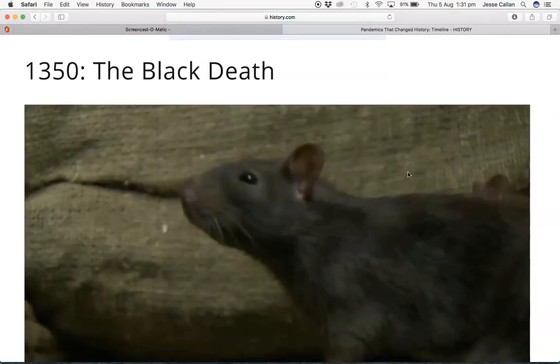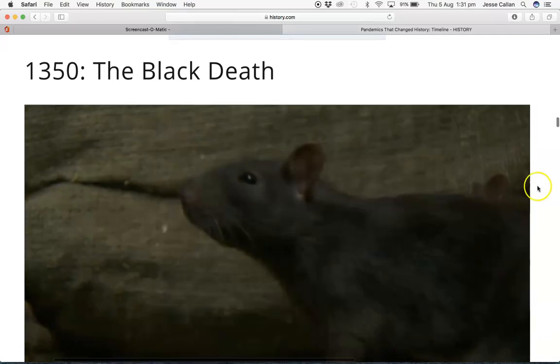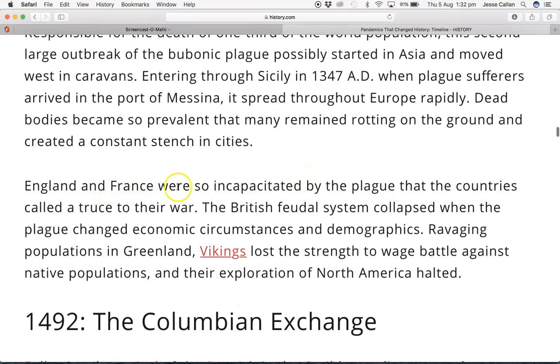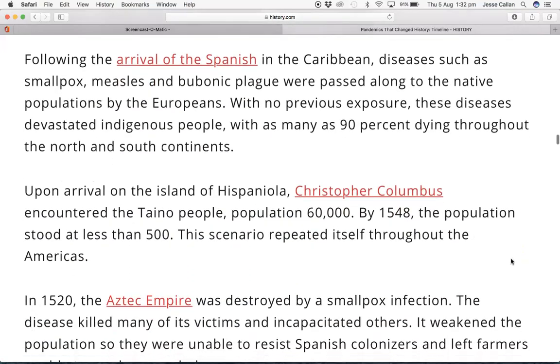The Black Death. This bacterium called Yersinia pestis that traveled on rats. And it was responsible for the death of 1/3 of the world's population. It was massive. England and France were so incapacitated by the plague that the countries called a truce to their war. The British feudal system collapsed when the plague changed economic circumstances and demographics. It ravaged countries like Greenland, so Vikings lost the strength to wage battle against native populations, and the exploration of North America halted. The Columbian Exchange.